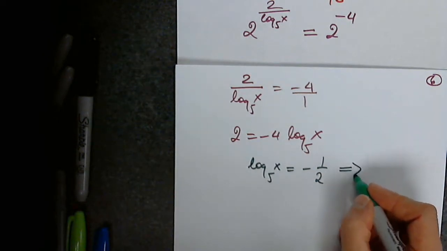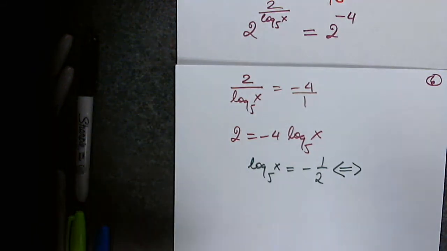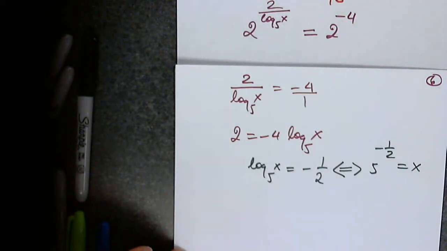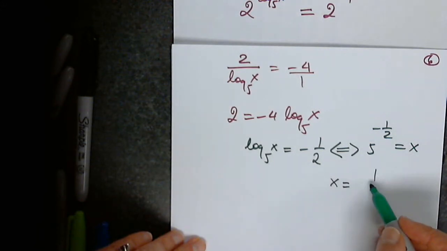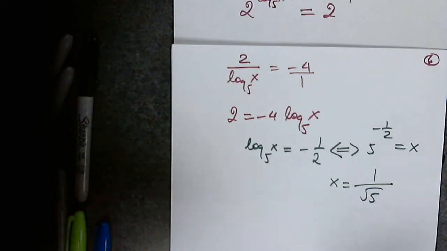And now, 5 raised to -1/2 equals x. And that's our solution. I can rewrite it as x equals, it's a negative power, 1 over 5 to the 1/2. But what is 5 to the 1/2? Square root of 5.